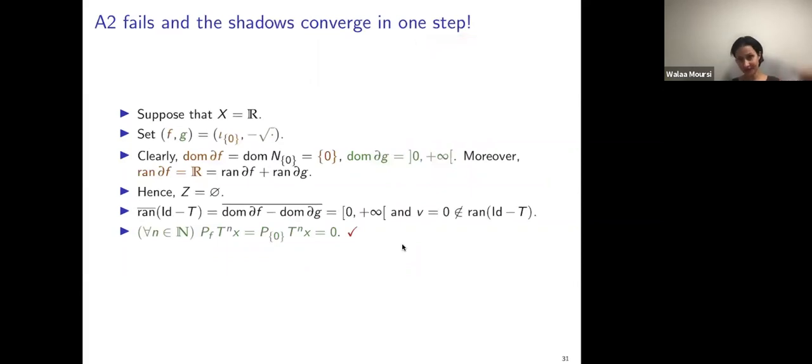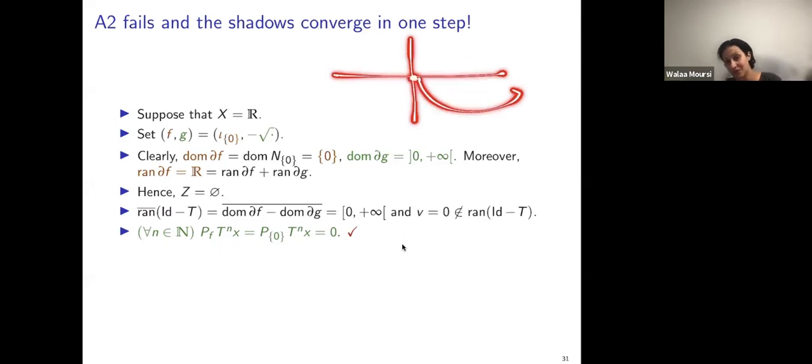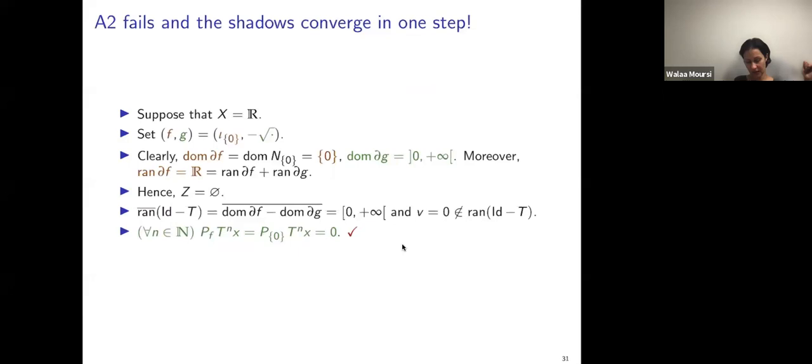So the positive example is actually very easy. Stay with the real line and look at minimizing the minus square root of x subject to x equals 0. Very simple setting. The set of argmin is just 0. But because the domain of the subdifferential of f is 0 and that of g is the strictly positive part of the real line, we learn that Z is empty, because Z is just the zeros of the subdifferential of f plus the subdifferential of g, and the domains do not actually meet. So the set of zeros is a subset of the domain of the sum, which is empty.